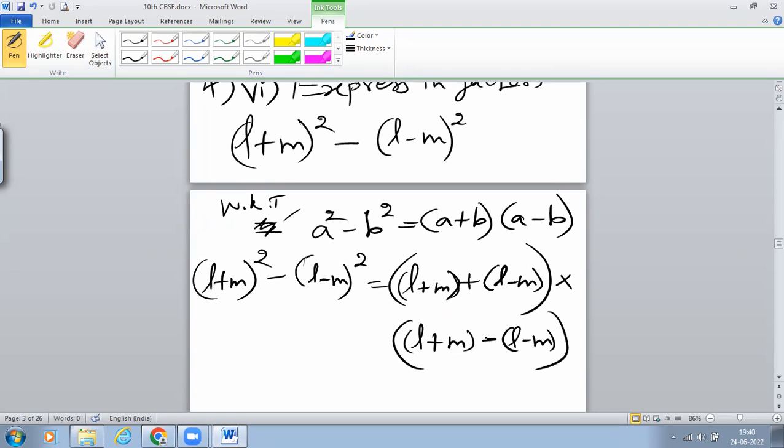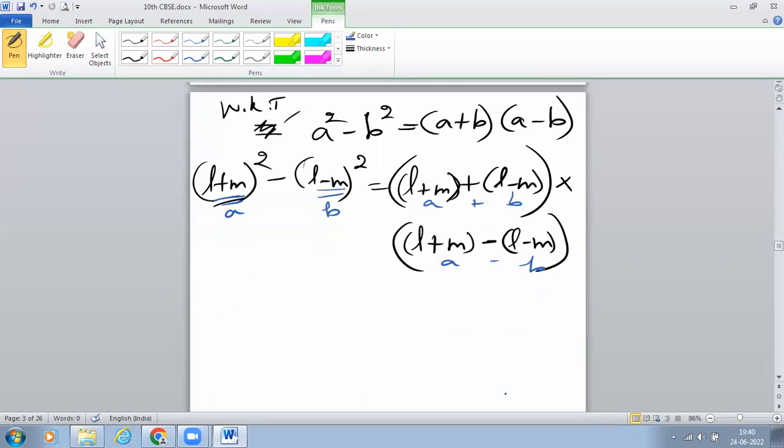Now we have expressed this in the form where this is considered as A square minus this is considered as B square. Now that is A plus B into A minus B. Are you able to understand this step, ma? Yes, sir. Now the next step is we have to remove the brackets.